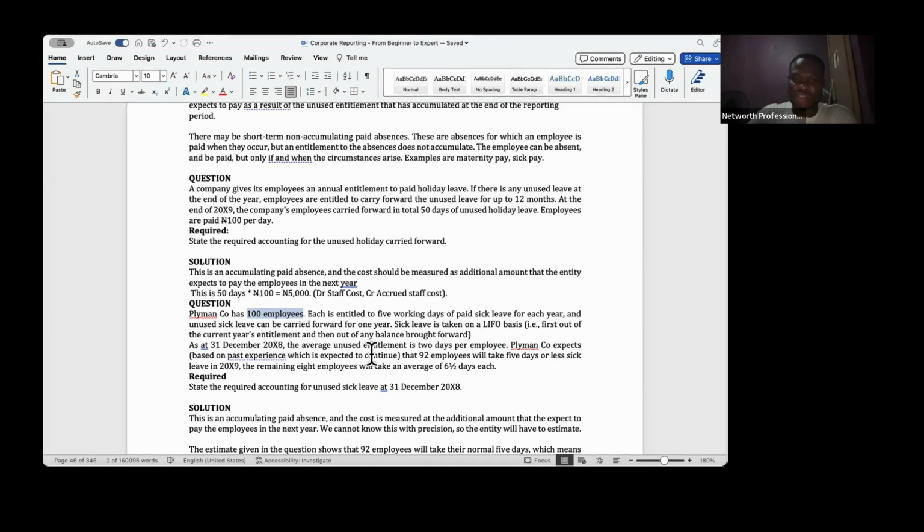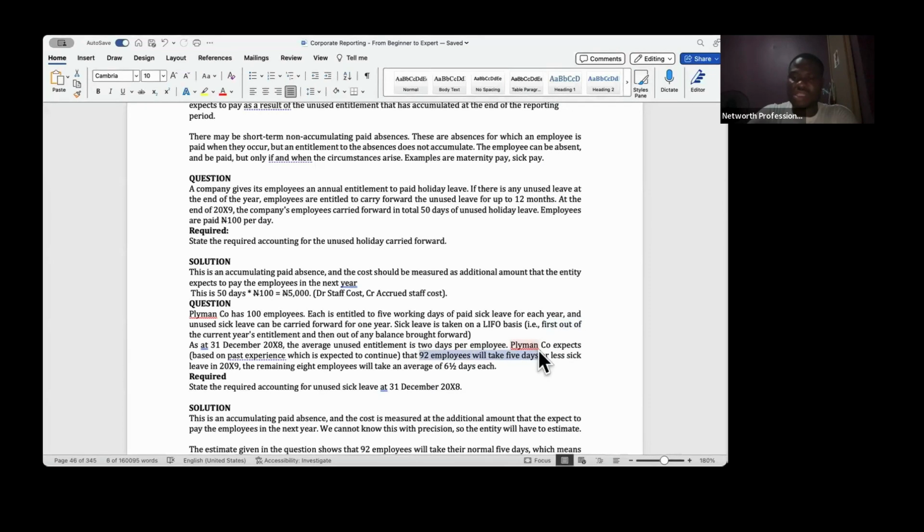You'll have been wrong because the examiner went ahead to tell you that based on past experience, which is expected to continue, 92 employees will take 5 days, right? So they are speaking to 2009. That 92 employees will take only 5 days. And don't forget, each is entitled to 5 working days. So every year they have 5 working days. So that means 92 employees will only take their 5 working days for next year. And don't forget, it's on LIFO. You will take the one of the current year first before you can start thinking about taking the one of the last year.